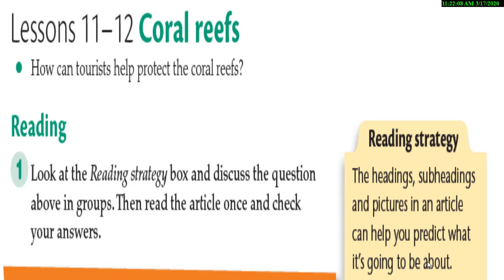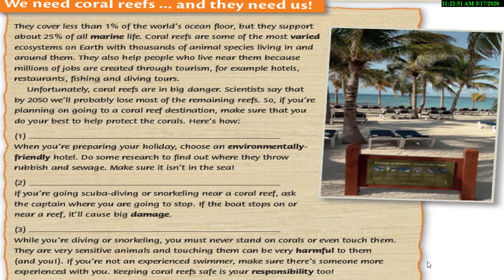Look at the reading strategy box and discuss the question. Right now, let's read together the reading strategy: the headings, the subheadings, and the pictures in an article can help you predict what it's going to be about. Try to think of this strategy. So, right now, read the article once and try to check your answers of what do you know about coral reefs and try to check your skill.